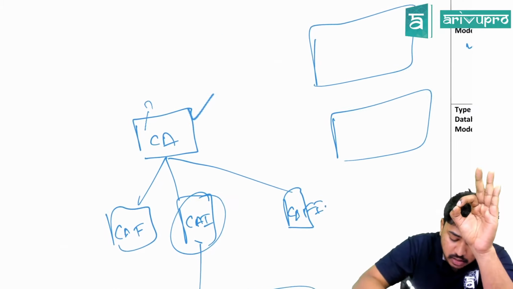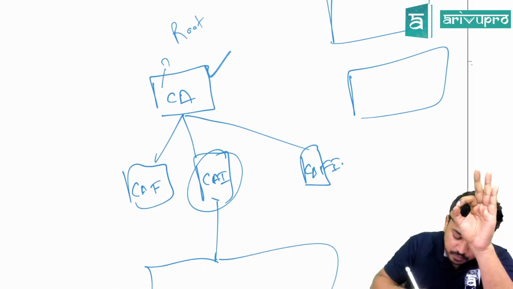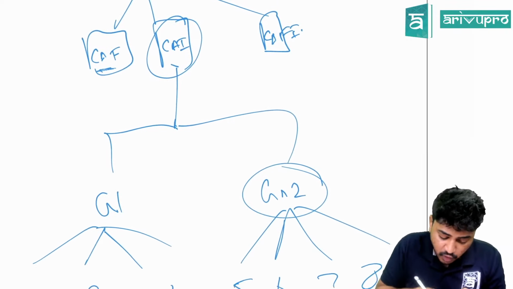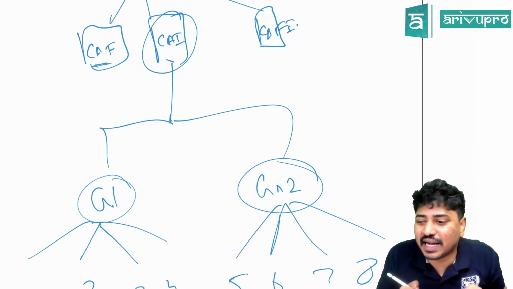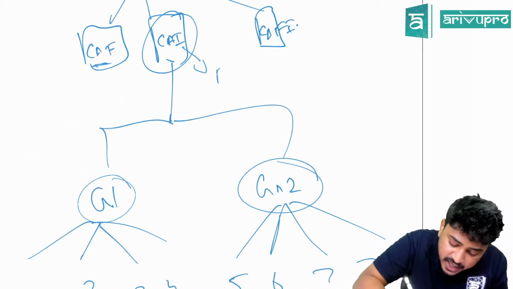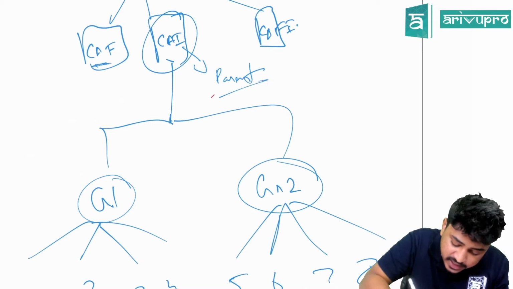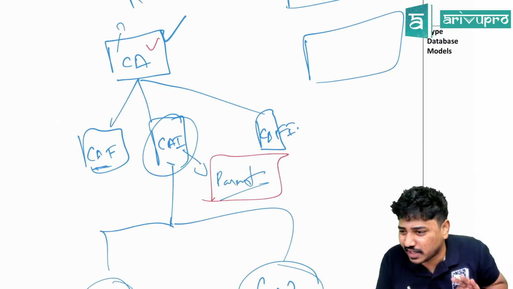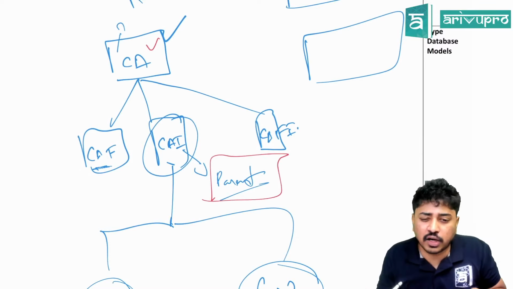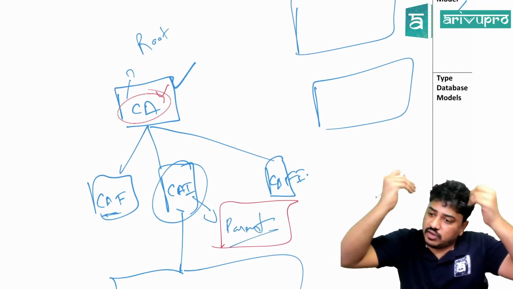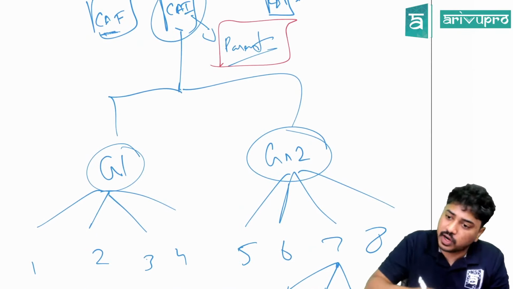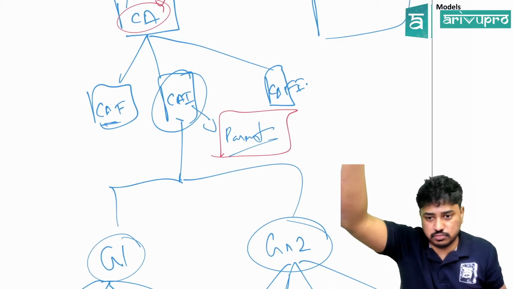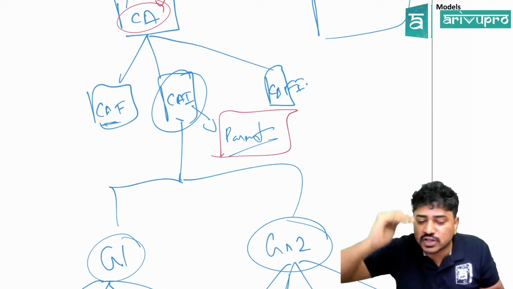We call it the root record. Now, for CA foundation, who is the parent? CA, right? For CA group 1, who is the parent? Actually, CA intermediate is the parent. But the root record will be CA only. They are not clearly defined in your book. Root record is always CA for everything. Whatever you take, group 1, the root record is CA. But the parent is the one which is above.